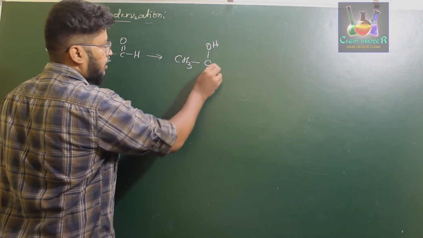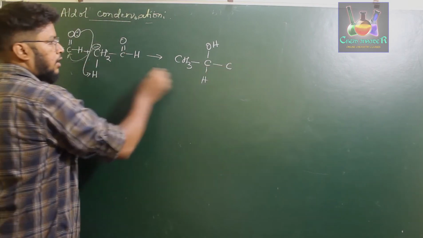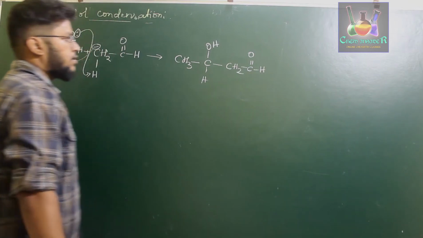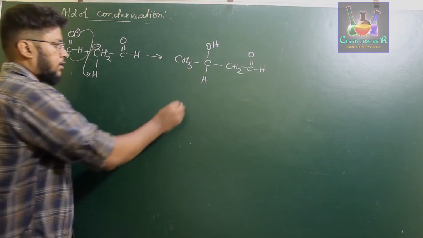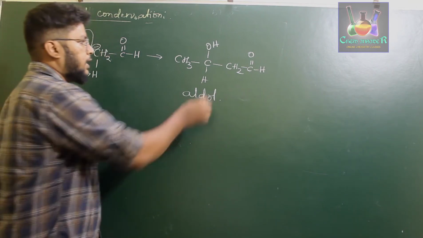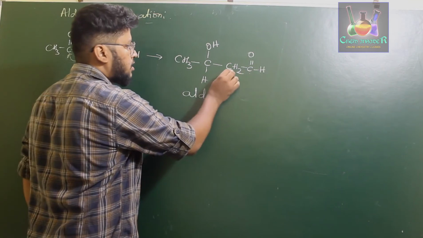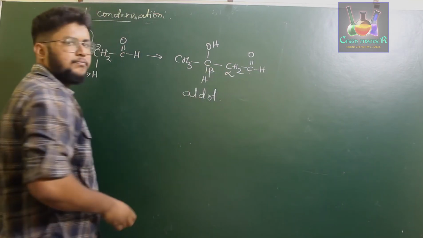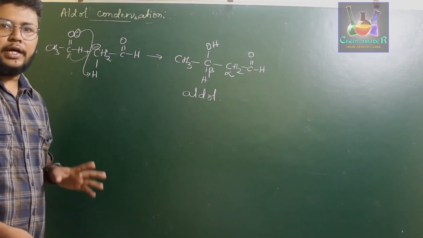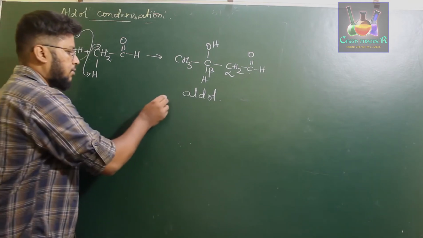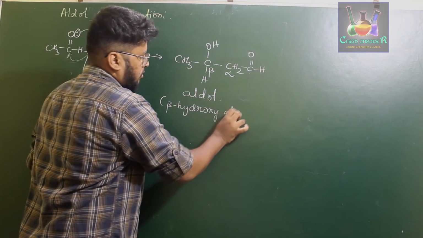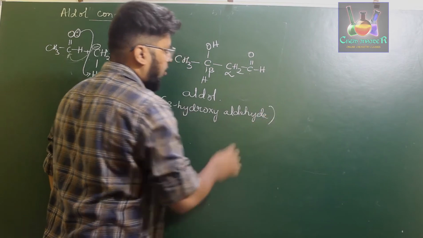So we have one hydrogen over here, one more carbon of this, CH2, C double bond O, H. So this particular compound is called the aldol product. This is called aldol. So aldols are the compounds which have a beta hydroxy. If this is the aldehyde group, this is the alpha carbon, this is the beta carbon. So aldols are the compounds which have a beta hydroxy aldehyde group present in it. So aldols are nothing but beta hydroxy aldehyde groups. Beta hydroxy aldehyde compounds are called aldols.